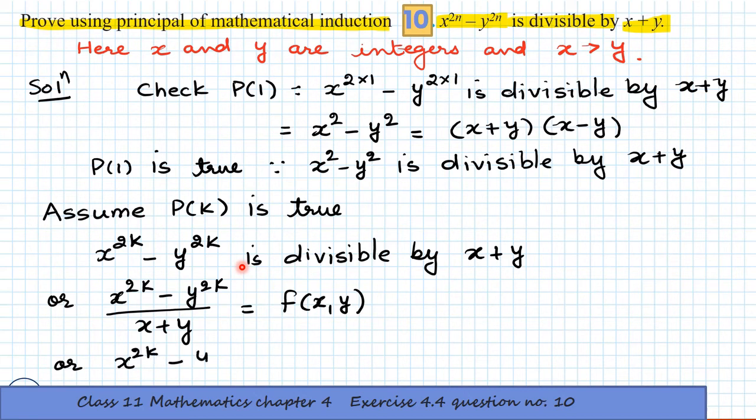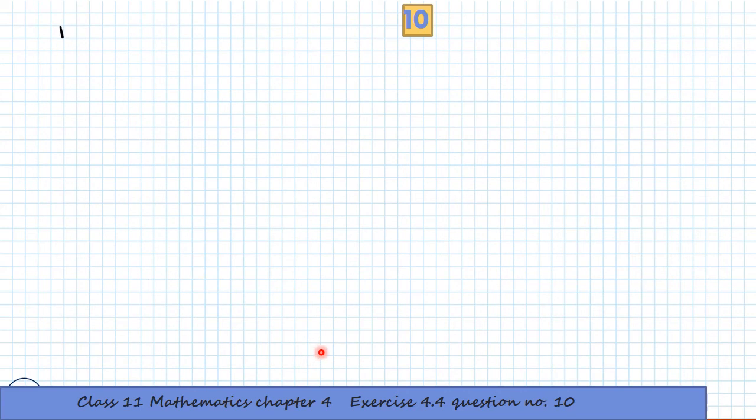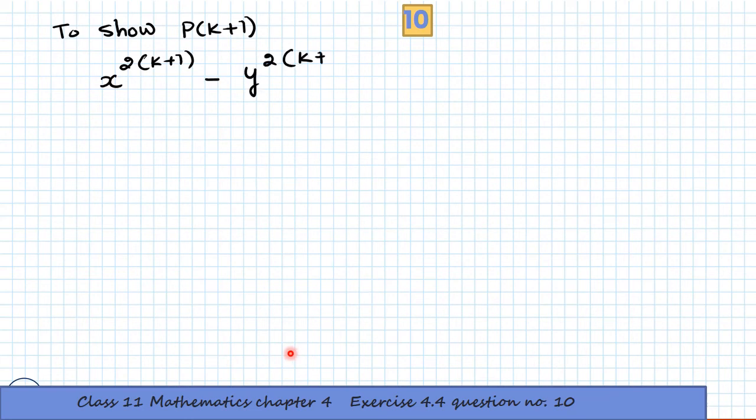Another way we can write x power 2k minus y power 2k divided by x plus y is equal to some function in terms of x and y. Here we can do the cross multiplication. Therefore, x power 2k minus y power 2k equal to f of x comma y into x plus y. So note that this is one of the important formulas. From this we can identify what is x power 2k. So we can write x power 2k equal to this minus y power 2k on the right side plus y power 2k. We can use this formula in the next slide.